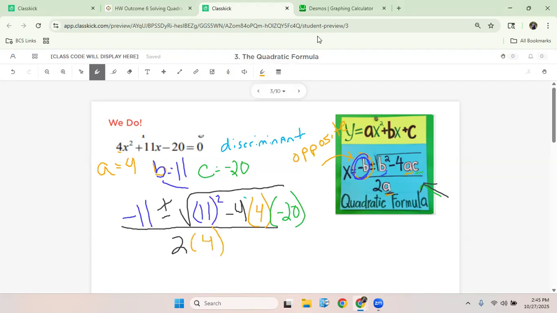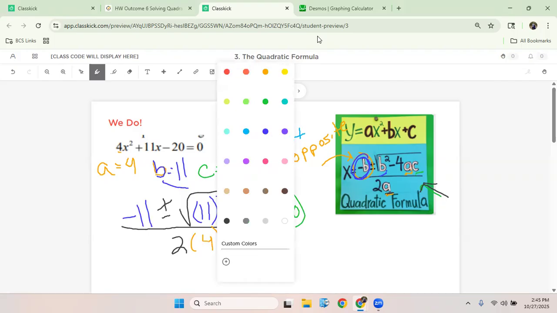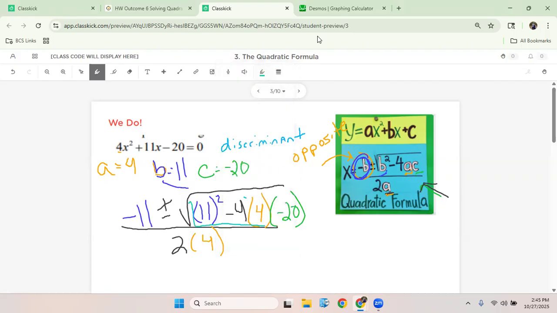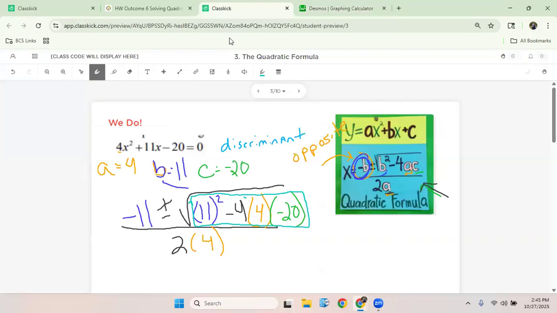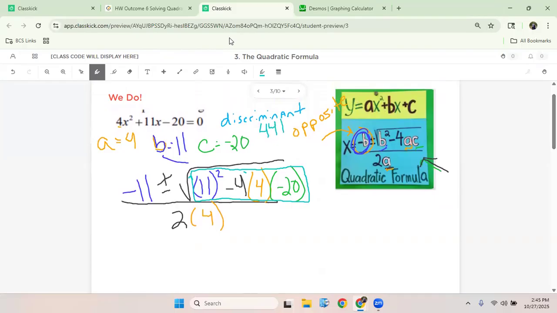So once we've plugged everything in, we're just simply going to start solving. I prefer to start right here with our discriminant. I usually write that number off to the side because that tells us a lot, and we'll figure out a little bit more about that later on. I'm going to type that in, 11 squared minus 4 times -20. Bada boom, bada bing, it's right there. Notice that the 11 is in parentheses, and we get 441. I'm going to write that as my discriminant right now, 441. I like to pull that off to the side so I can look at it later, if I need to look at it.